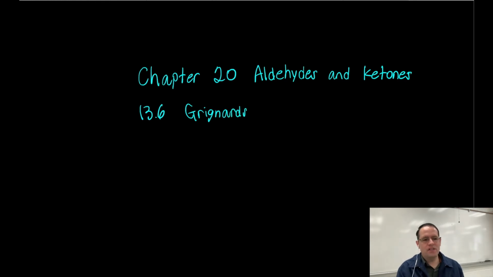They also suggest you review section 13.10, which specifically talks about the oxidation of alcohols. Alcohols can be oxidized to form aldehydes and ketones. So definitely review PCC and the Jones reagent.